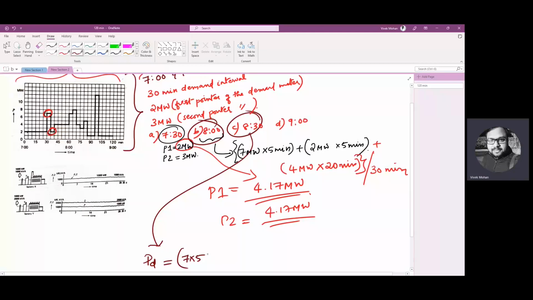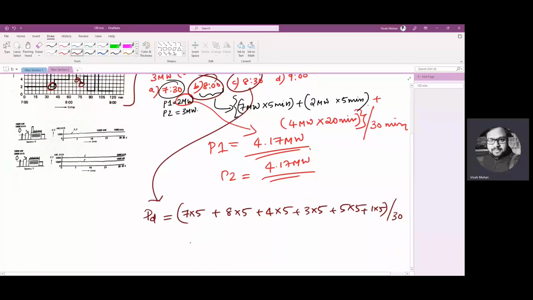You can see the plot when I'm writing the values. Plus 8 into 5 plus 4 into 5 plus 3 into 5 plus 5 into 5. Then because a lot of fluctuations are here in the 8 to 8:30 time frame, this is one power, this is another power, this is another power, this is another power. So 5 into 5 plus 1 into 5. So this will give me the energy divided by 30 minutes, so that is equal to 4.67 megawatts.